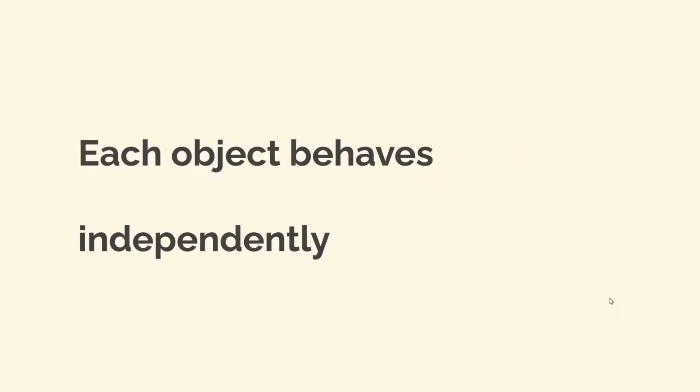Each object will behave independently. So if one coin starts spinning earlier, the other coin can start spinning later. Or if my player grabs one of the coins, they won't be able to automatically grab another coin. The coins act independently. And that is an introduction to what is a blueprint.